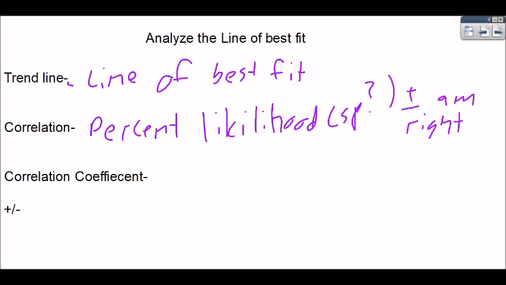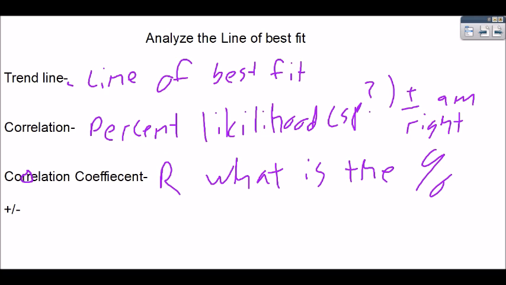So my correlation coefficient is going to be the letter R. R for correlation because C is taken already in another algebraic term. R is just what's the percent. And then the last thing is R can be both positive and negative. And positive and negative doesn't mean that it's a positive outcome or a negative outcome. It just means that the trend line for this one is going up. So the bigger your shoe is, the taller you are. And another one is going down. The more hours I work out, the less I weigh.